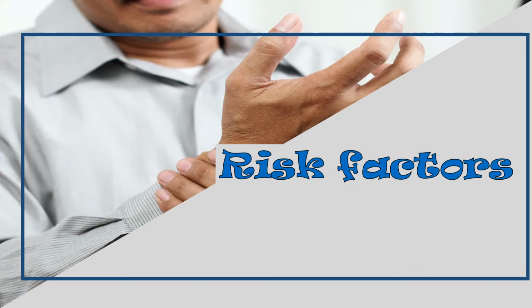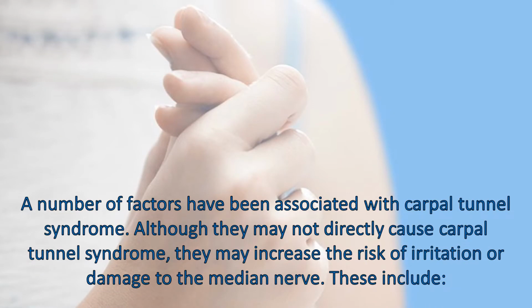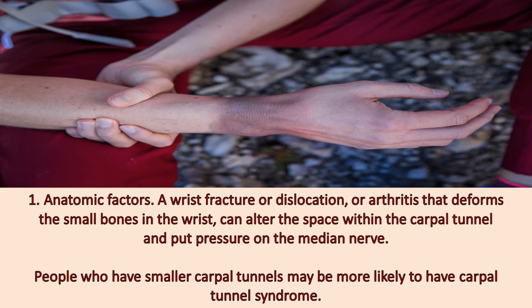Risk factors. A number of factors have been associated with carpal tunnel syndrome. Although they may not directly cause carpal tunnel syndrome, they may increase the risk of irritation or damage to the median nerve. These include: 1. Anatomic factors. A wrist fracture or dislocation, or arthritis that deforms the small bones in the wrist, can alter the space within the carpal tunnel and put pressure on the median nerve. People who have smaller carpal tunnels may be more likely to have carpal tunnel syndrome.